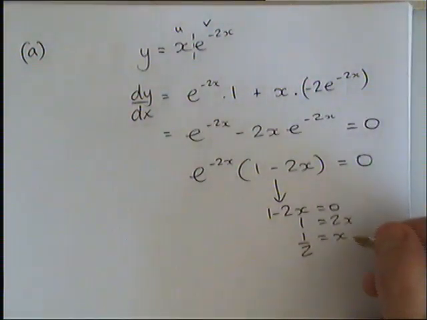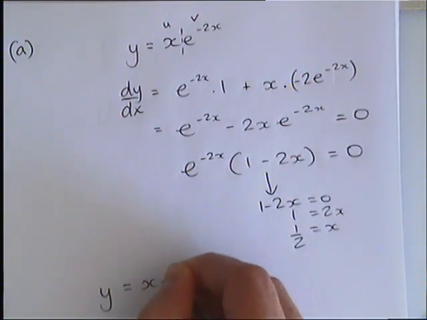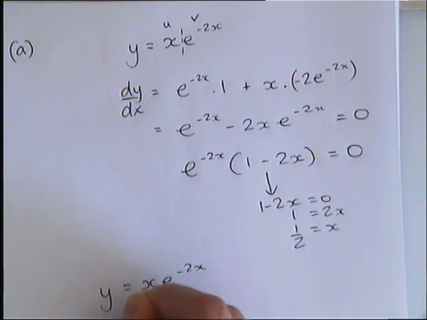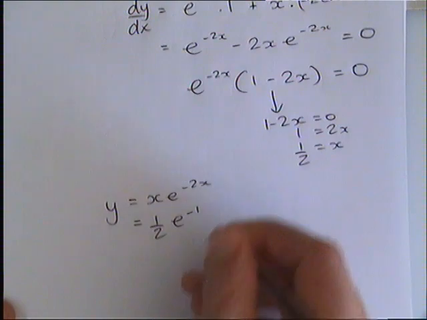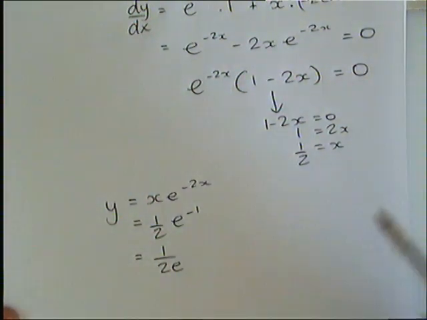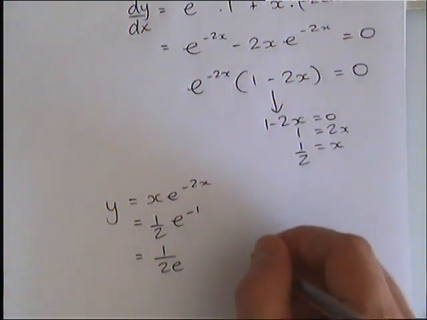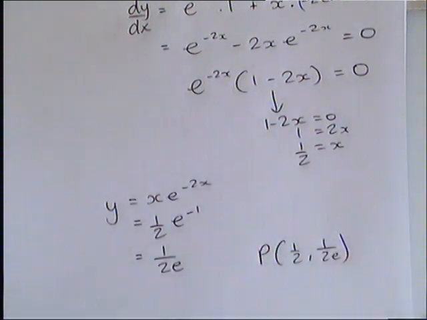So once I've found the x coordinate of my turning point, I can find the y coordinate quite easily by plugging it back into the formula we started with. That is 1/2 e to the minus 1, which is 1/2e. So the coordinates of P are 1/2 and 1/2e.